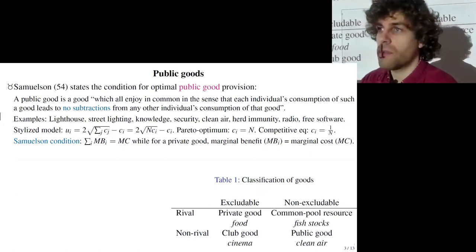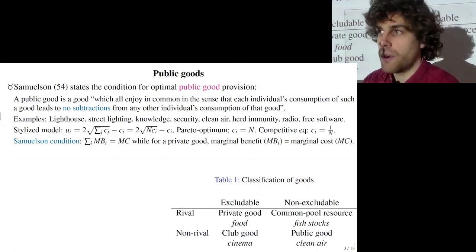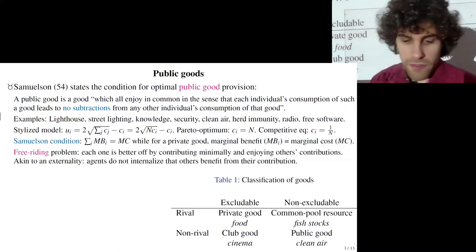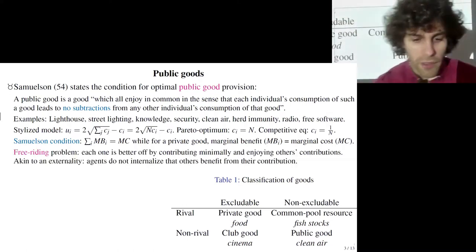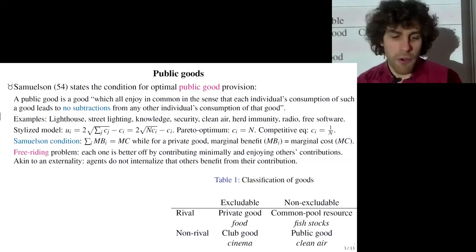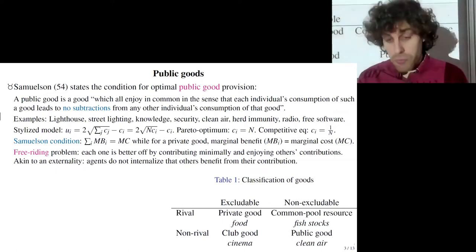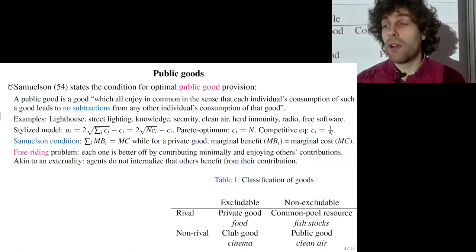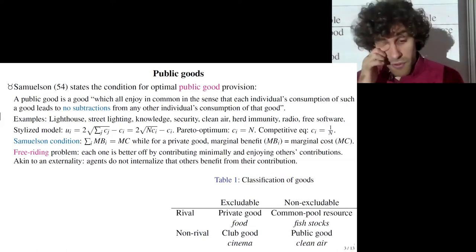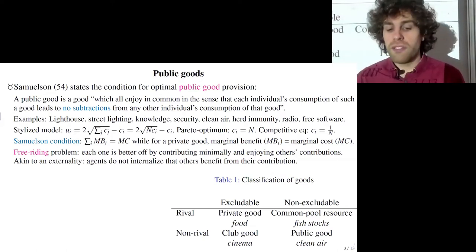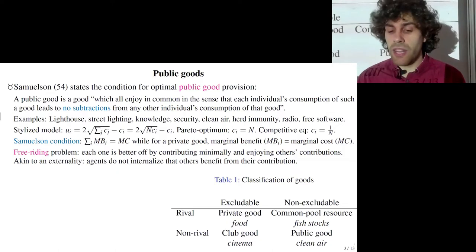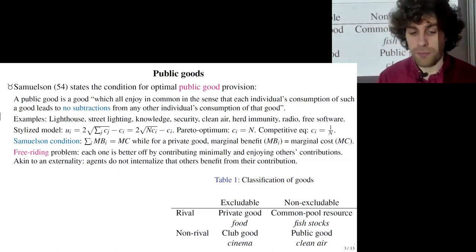Do you have questions on the math? It's going very fast. But what is important to remember is that there is a free riding problem if everyone is selfish for providing a public good, because each one is better off by contributing minimally and enjoying others' contribution.